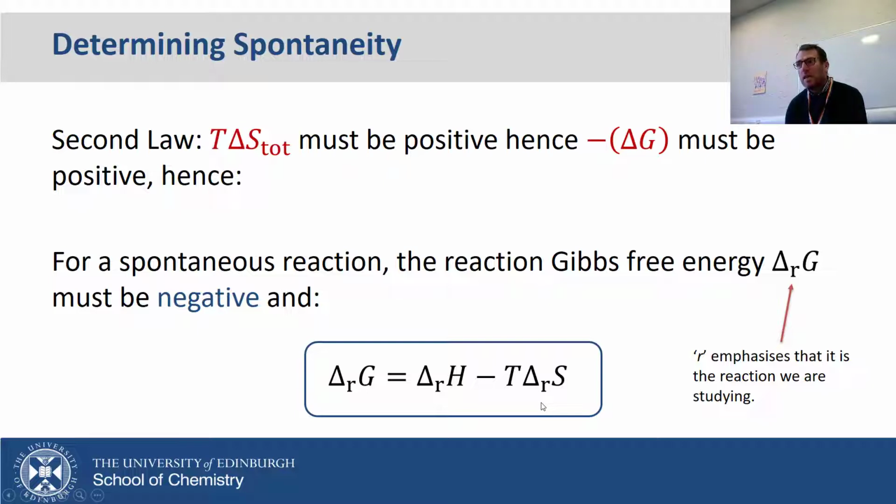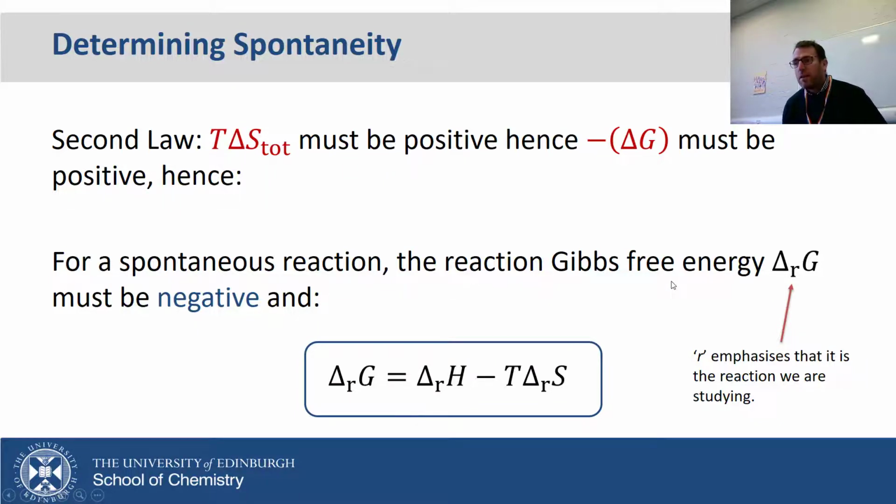And we can see the second law says that this T delta S total value must be positive. The entropy change of the universe must be positive. So if that must be positive, and it's equal to the negative of delta G, well then for a spontaneous reaction, the reaction Gibbs free energy, delta G, must be negative.